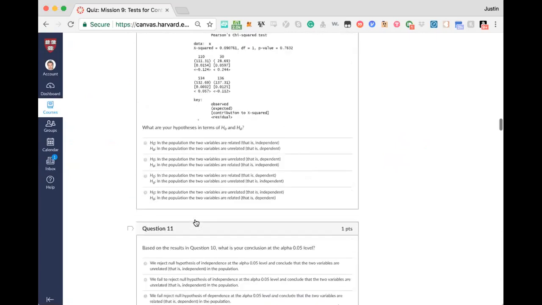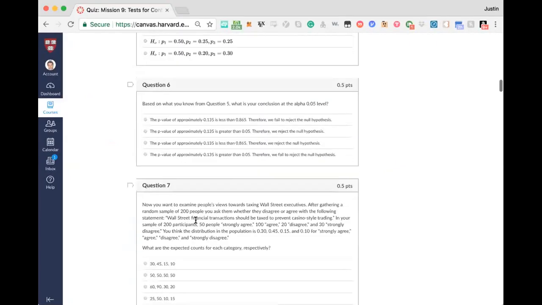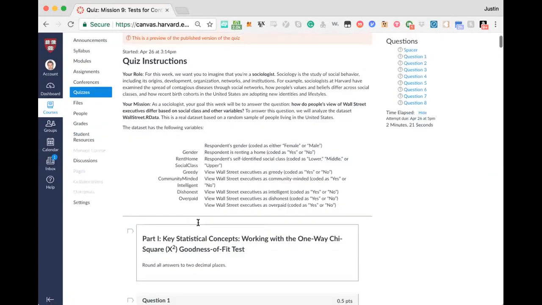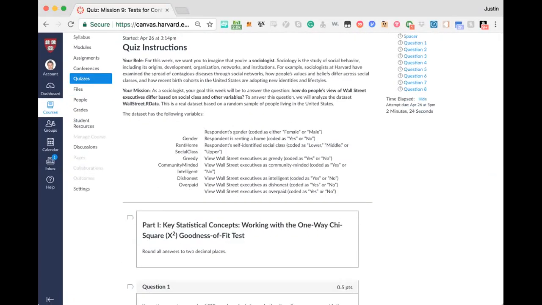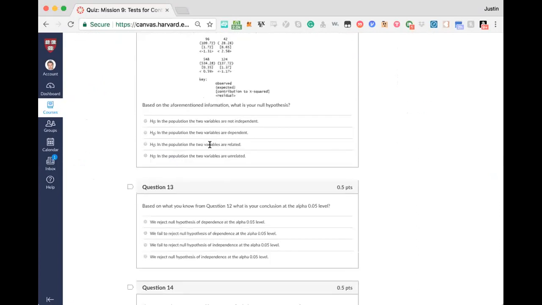So it's pretty straightforward. This mission will handle the one-way chi-squared goodness of fit test and the two-way chi-squared test for independence. It's a lot of what we went over earlier in the section that we had this morning.